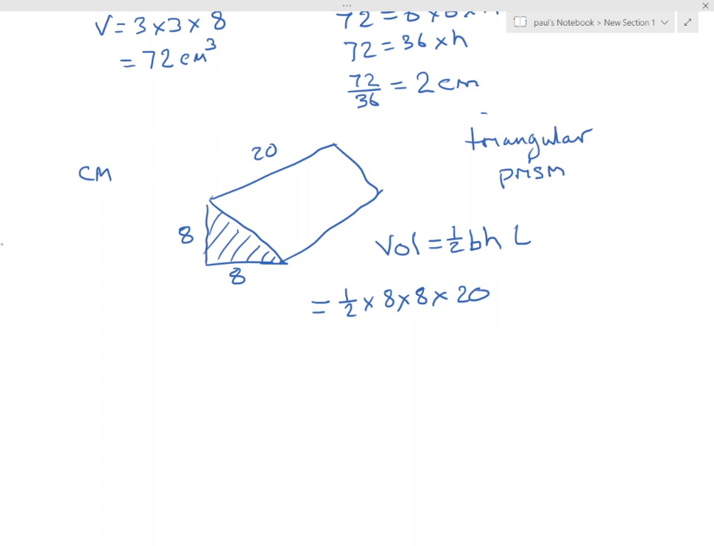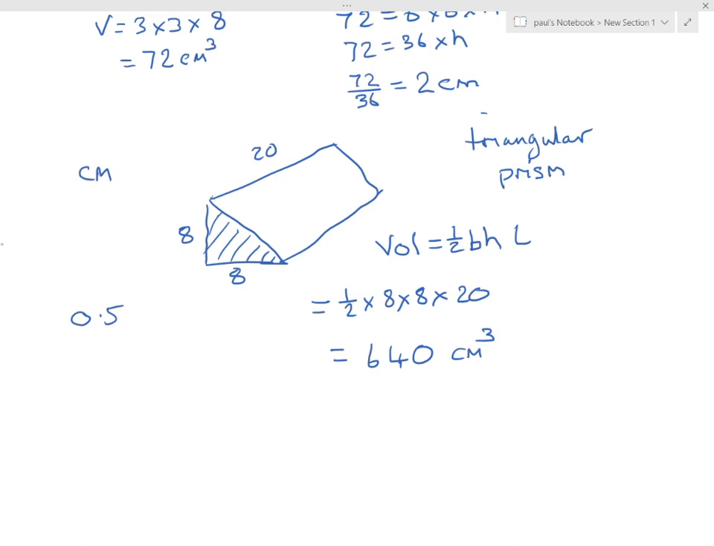and half times 8, or 0.5 if you want to put it in the calculator, 0.5. That's 4 times 8, 4 eights are 32. 32 times 20 is 64 with a 0 on the end. So that's 640 centimeters cubed.